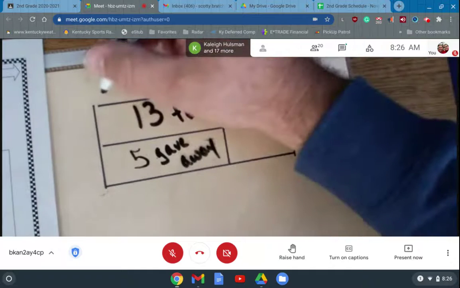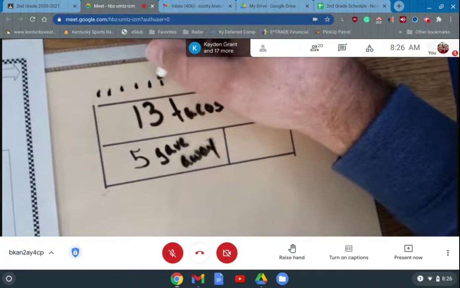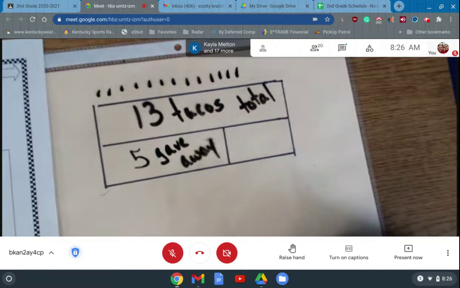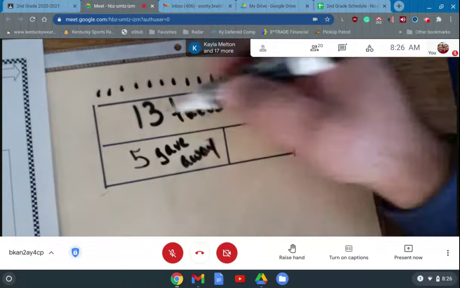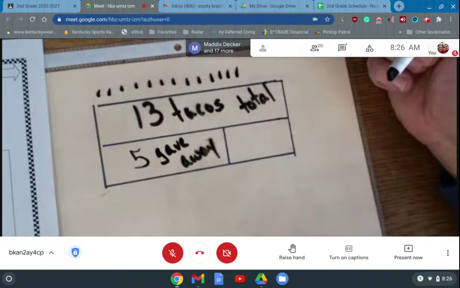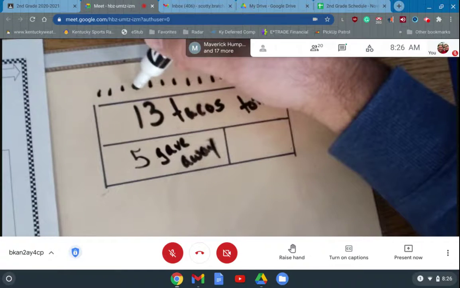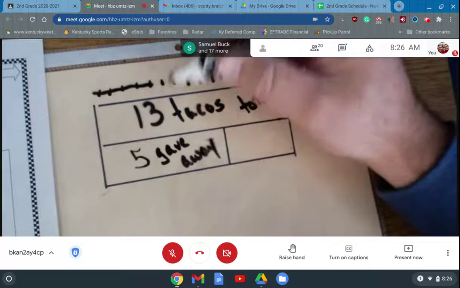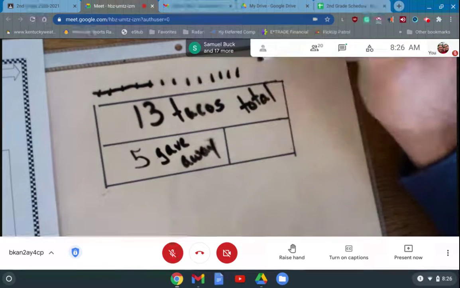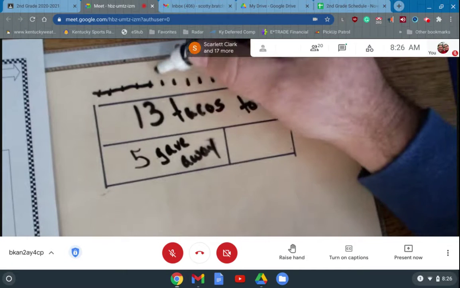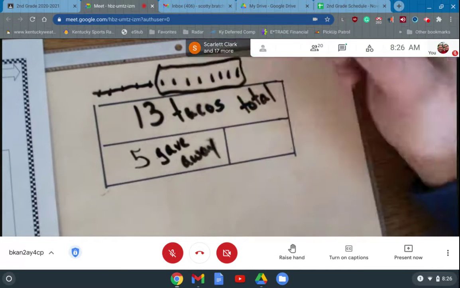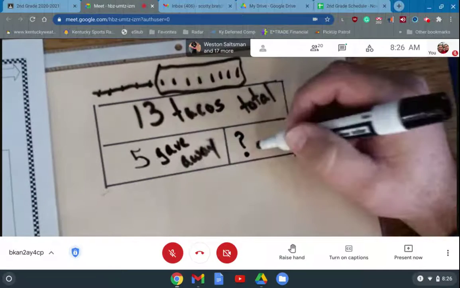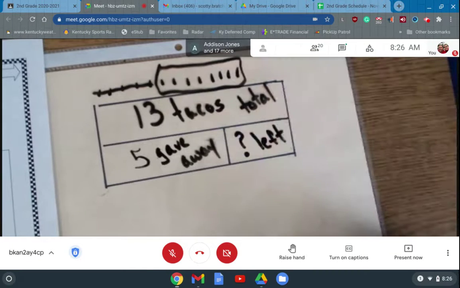So if I had 1, 2, 3, 4, 5, 6, 7, 8, 9, 10, 11, 12, 13 tacos. That's the 13 tacos. And we took 1, 2, 3, 4, 5 of them away. There's the 5 away. Would this be what's left? Okay, these are the ones that are left. So here, I don't know how many are left.